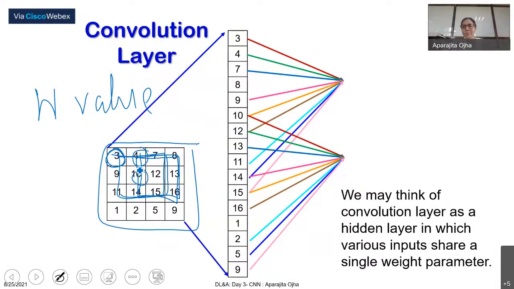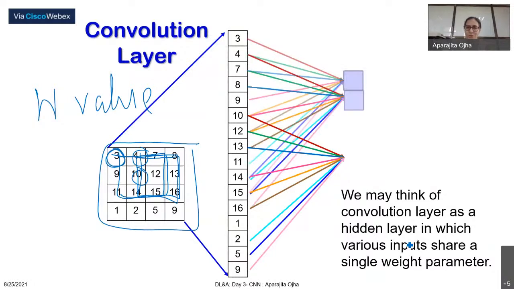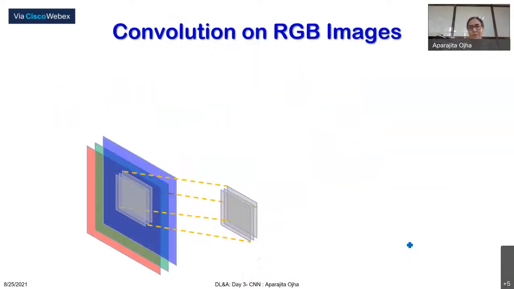So we may think of convolution layer as a hidden layer in which various weight parameters are the same, or there is a concept of parameter sharing. Okay. So this is how you can see that weight parameters turn out to be the same. So convolution, I hope you have understood how a convolution operation is performed on an image.